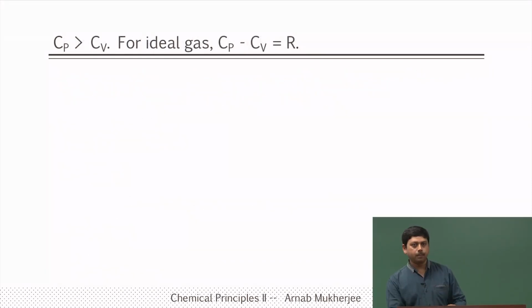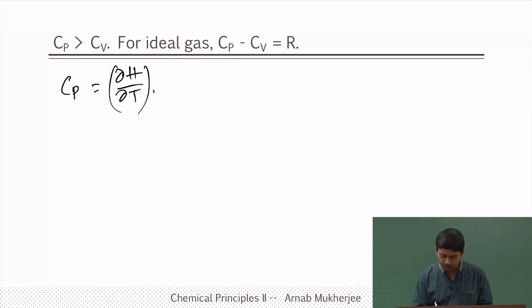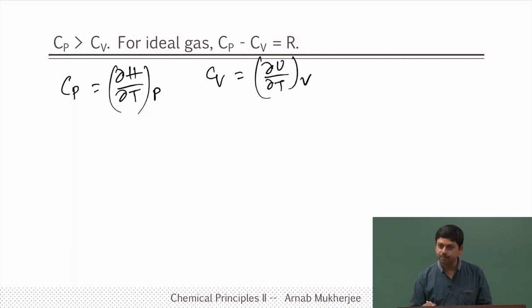Now, this is the last part of today's lecture, that we can show that Cp is always greater than Cv. Now, how do we do that? So, that is the question. That is a very nice derivation that we are going to do. So, Cp by definition is del H by del T at a constant pressure, and what is Cv? Del U by del T at a constant volume.